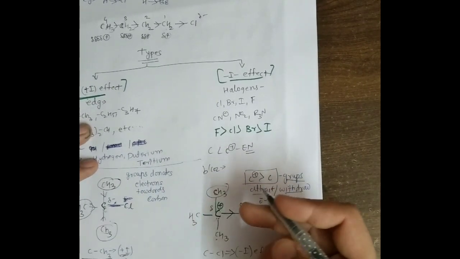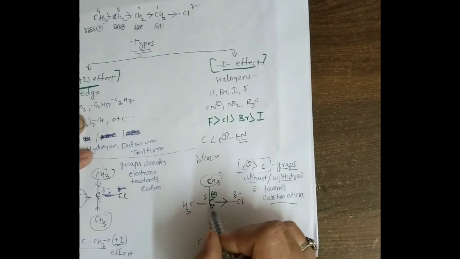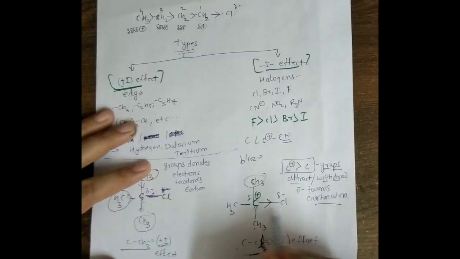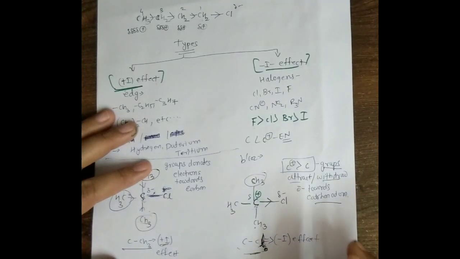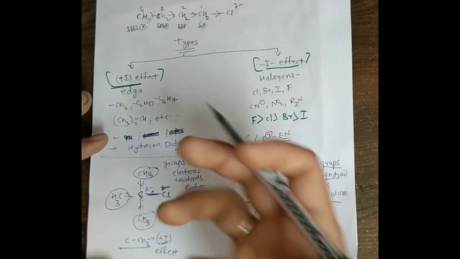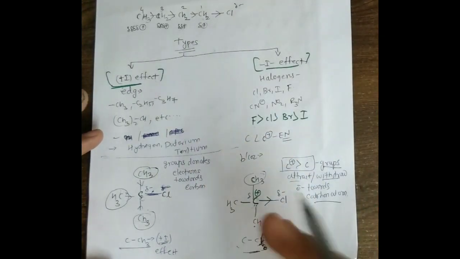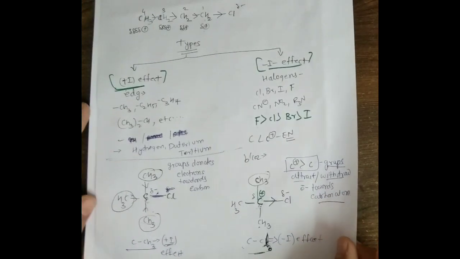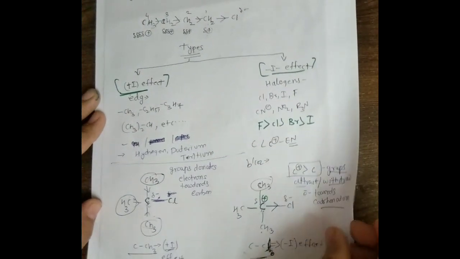So the C-Cl bond shows the minus I effect. इन दिस केस अगर ये कार्बन ज़्यादा पॉजिटिव हो जाएगा तो उसको खींचने की कैपेसिटी विद अदर इलेक्ट्रॉन विल बी इंक्रीजेस, so that this C-Cl group shows the minus I effect.